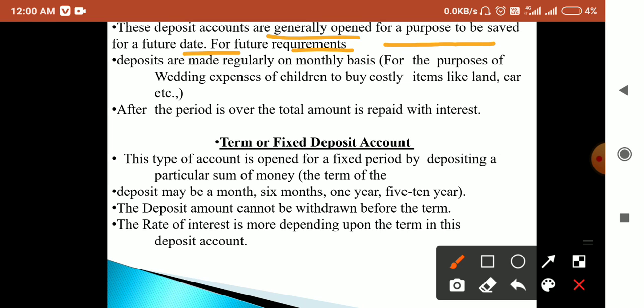Once again, we repeat the recurring deposit account. It is generally opened for a future purpose, for those who are interested in saving money monthly and have a regular income. The main intention is wedding expenses, children's expenses, or to buy a costly item like land, car, etc.